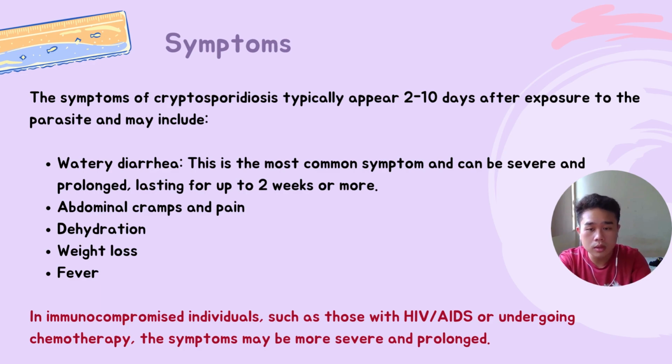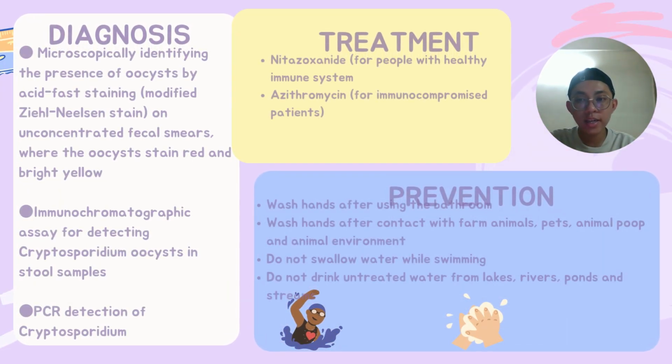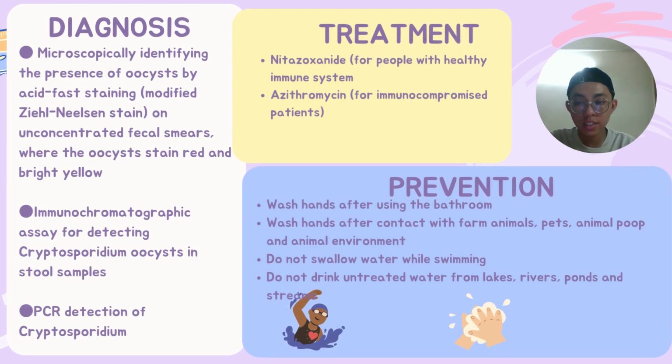The symptoms of cryptosporidiosis typically appear 2 to 10 days after exposure to the parasite and may include watery diarrhea, which is the most common symptom and can be severe. Next, abdominal cramps and pain, dehydration, weight loss, and fever. In immunocompromised individuals such as those with HIV, AIDS, or undergoing chemotherapy, the symptoms may be more severe and prolonged.